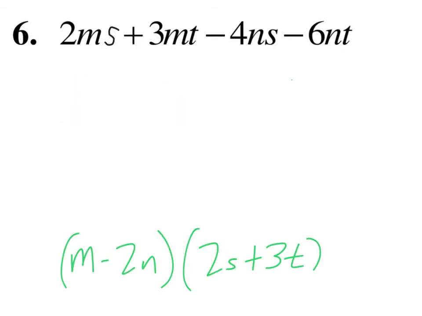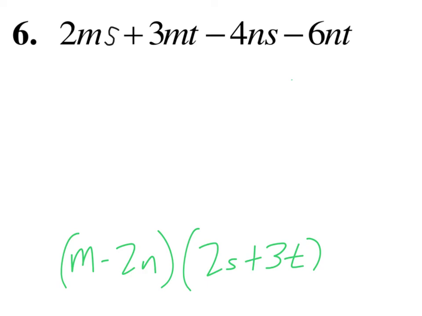Okay, so here we go with another 4-termed problem. First thing I'm looking for, is there a GCF? Okay, between 2, 3, 4, and 6, the GCF is 1. So that's not going to do me any good. Do they all have an M? No. Do they all have an S? No. So I can already tell there's no shared terms between all of them. So there is no GCF.